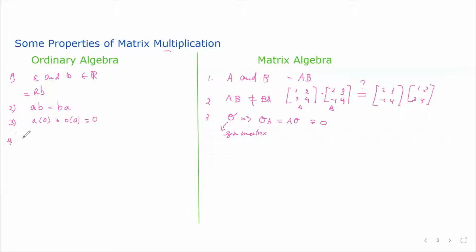Now the fourth condition, if the number A times B plus C. Okay, this is the distributive property, you see. And then you're going to have A times B plus A times C. Then number four for the matrix. For the matrix, you're going to have, for example, matrix A times matrix B plus C, so the result is going to become matrix A times matrix B plus matrix A times matrix C.